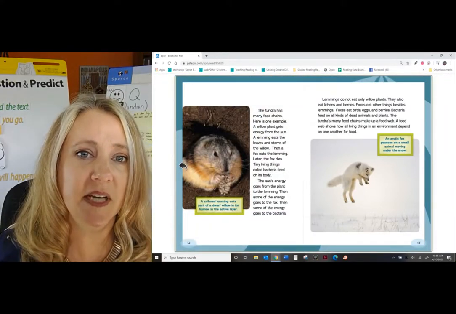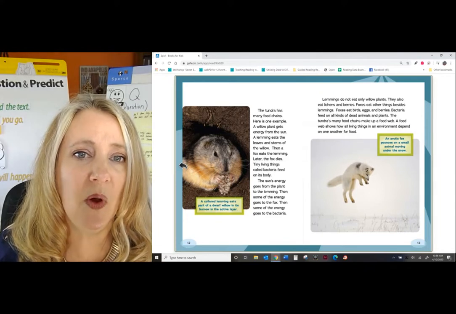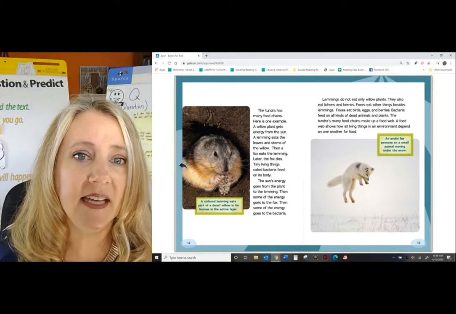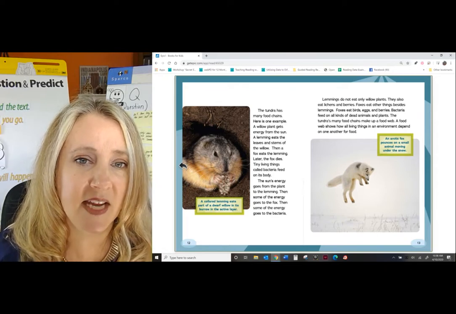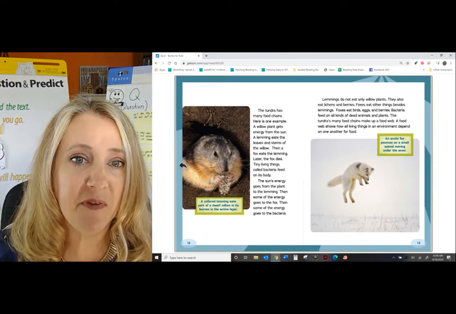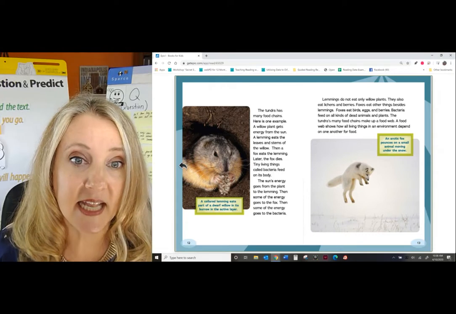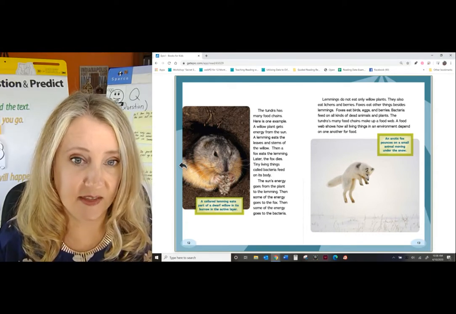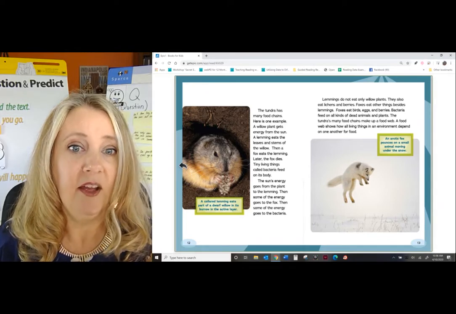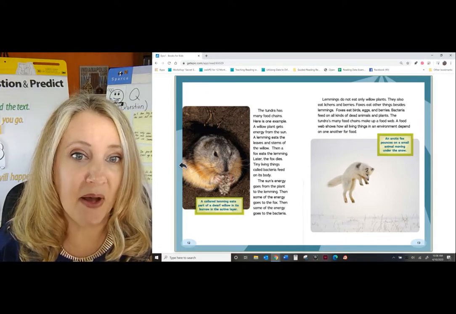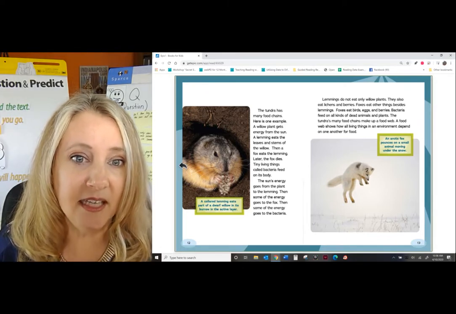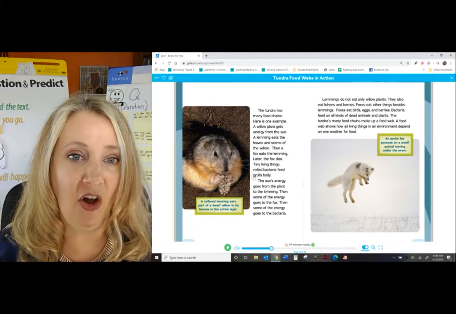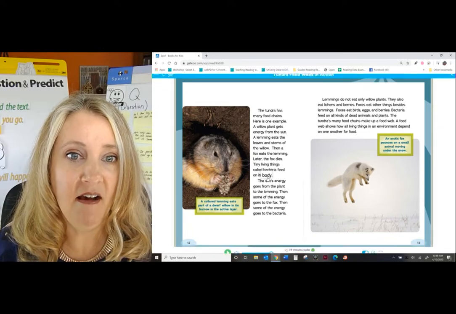The tundra has many food chains. Here is one example. A willow plant gets energy from the sun. A lemming eats the leaves and stems of the willow. Then the fox eats the lemming. Later, the fox dies. Tiny living things called bacteria feed on its body.